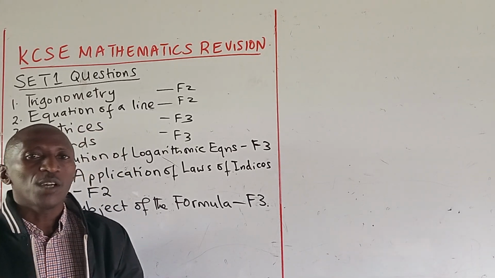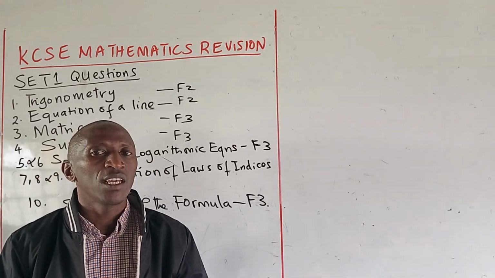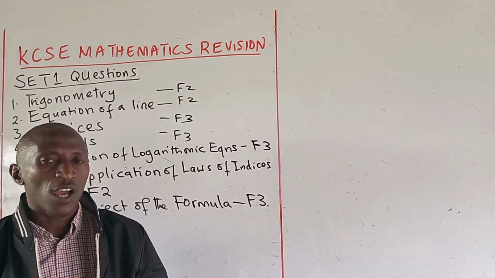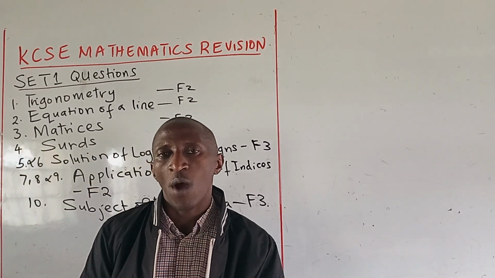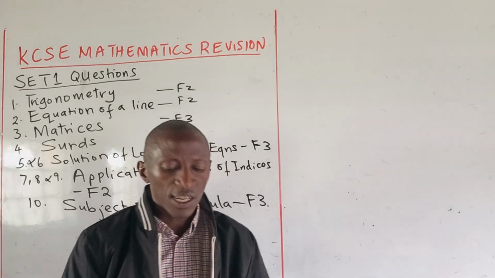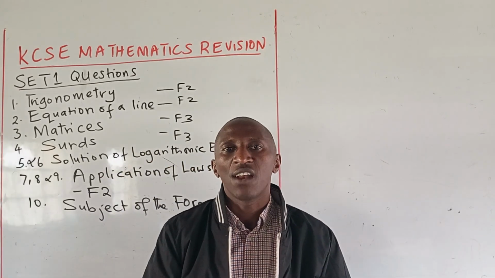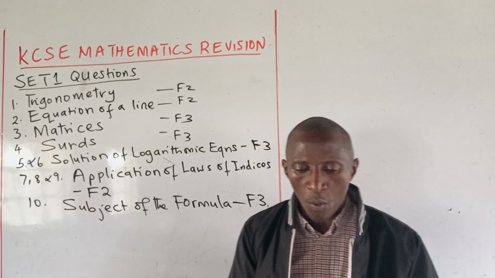This lesson is suitable for students in Form 4 and those in Form 3 who are gradually learning the topics that we have highlighted so far. Straight away, let us go to question number 1. Learners, let's have your notebook, and in one or two questions, I'll give a takeaway assignment. Let's look at question number 1.